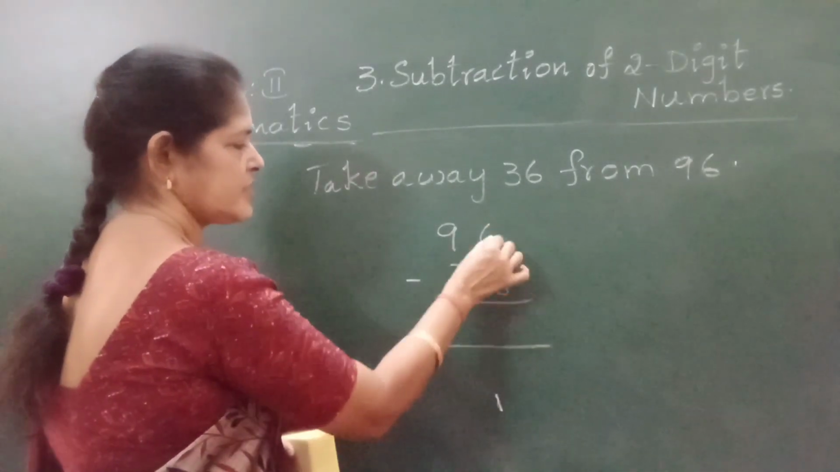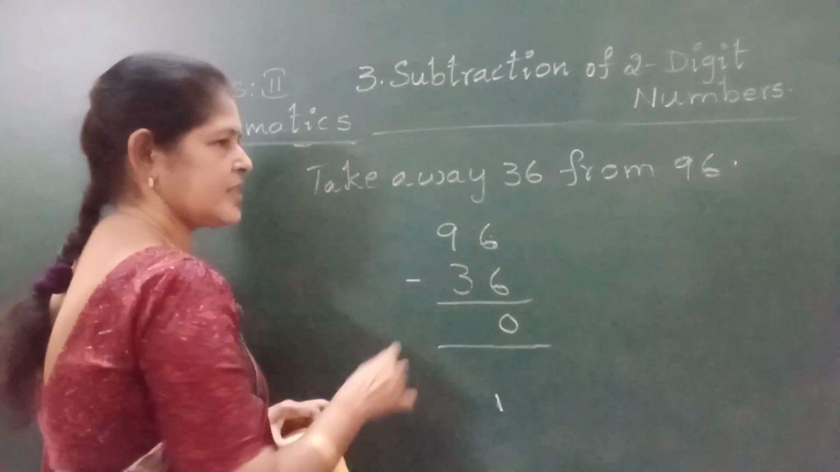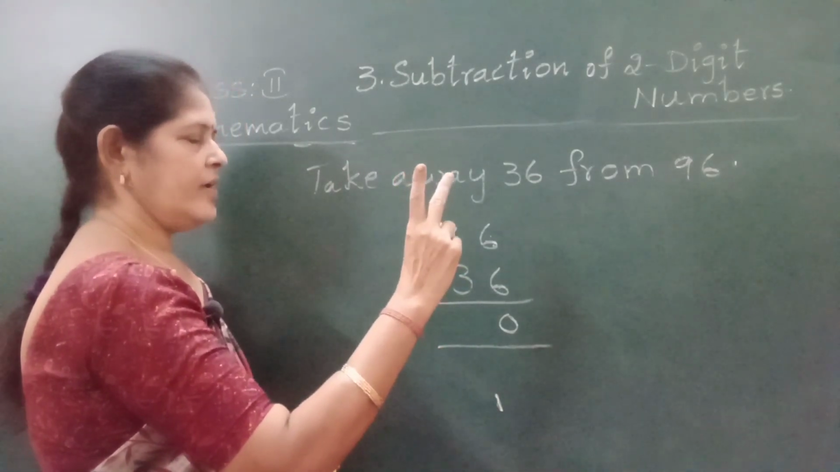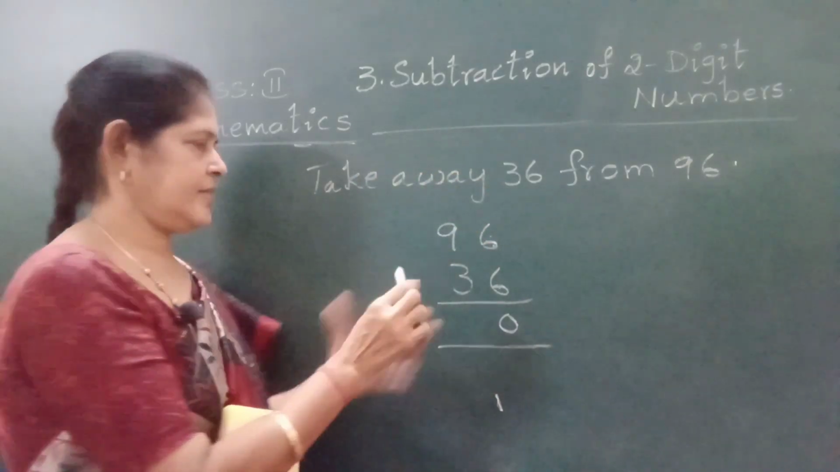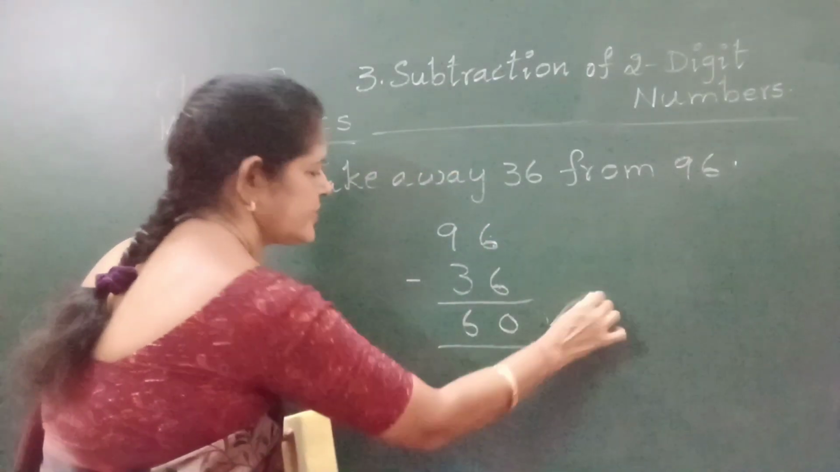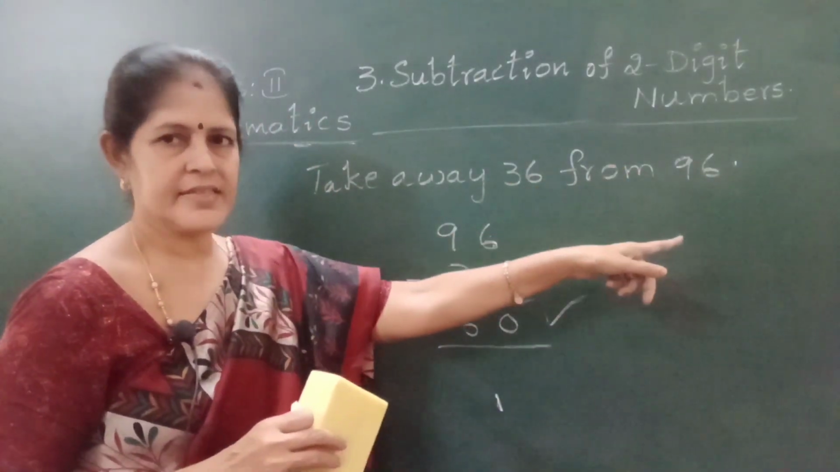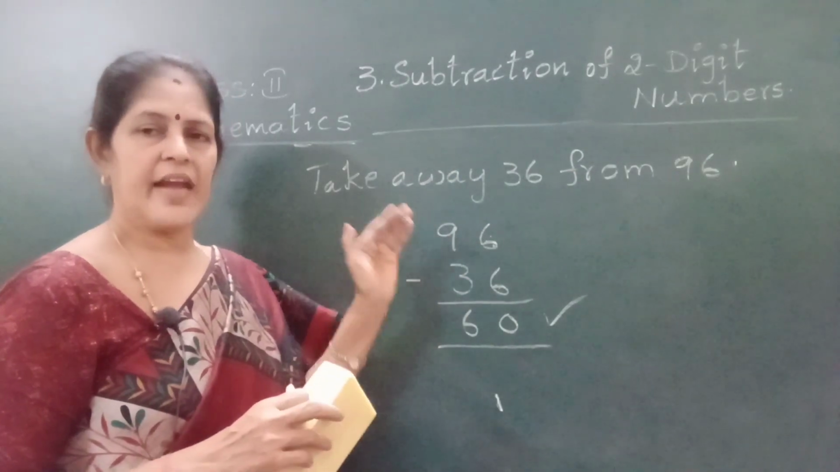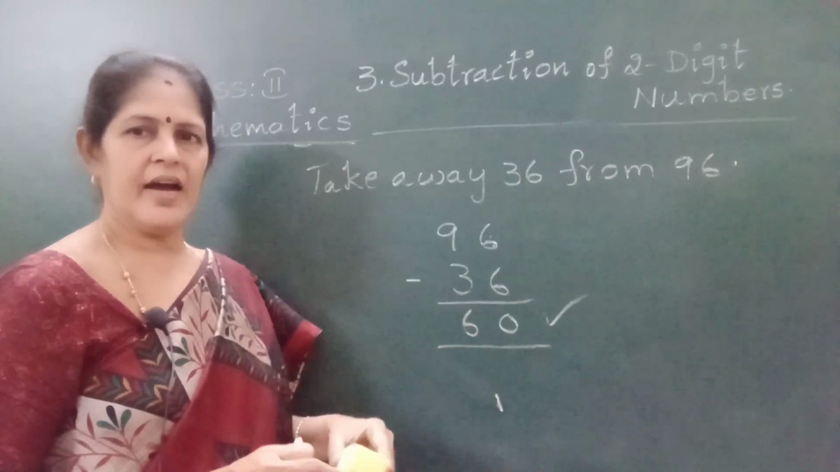Start from ones. 6 minus 6 is 0. 9 minus 3. Close fingers. 3 after 4, 5, 6, 7, 8, 9. 6. The difference is 60. Take away 36 from 96. Subtract 36 from 96. Understood?